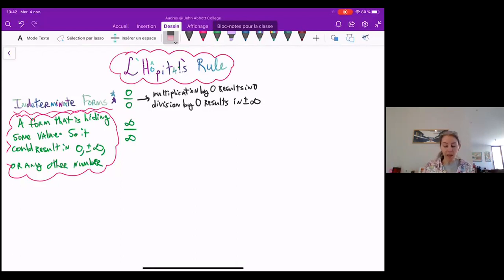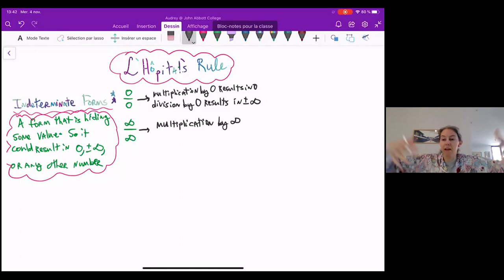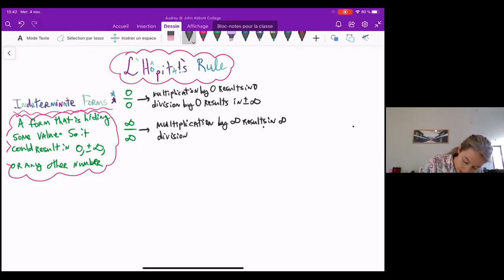So the same thing is happening with infinity. Multiplication by infinity just makes things bigger. If I'm doing 5 times infinity, that's 5 times bigger than infinity, which is just a bigger infinity. So 5 times infinity would just be infinity. Multiplication by infinity results in infinity. Division by infinity results in 0.